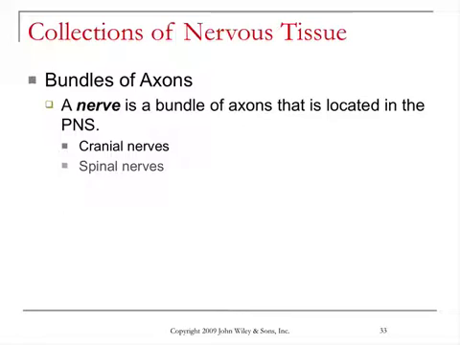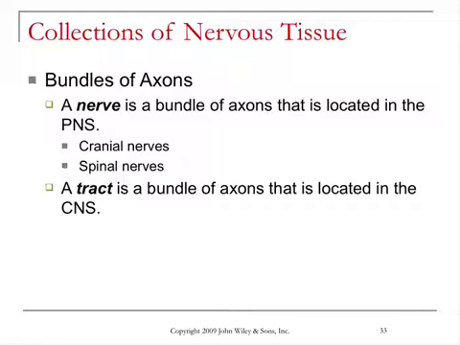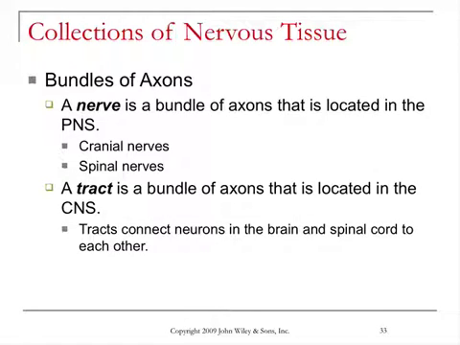There are cranial nerves and there are spinal nerves, and we'll look at those in more detail in a later chapter. A tract is a bundle of axons that's located in the central nervous system. So in the central nervous system, in particular the spinal cord, what we will find is a cluster of axons that run in the same direction. For instance, some axons run up toward the brain, whereas other axons run down from the brain. These tracts connect neurons in the brain and the spinal cord to each other.